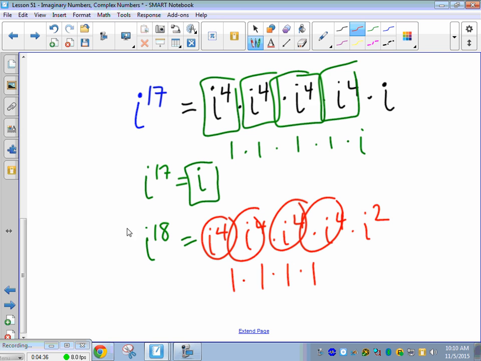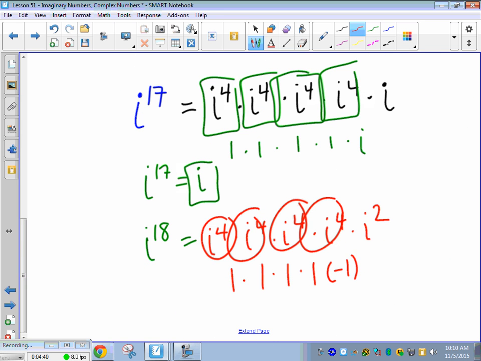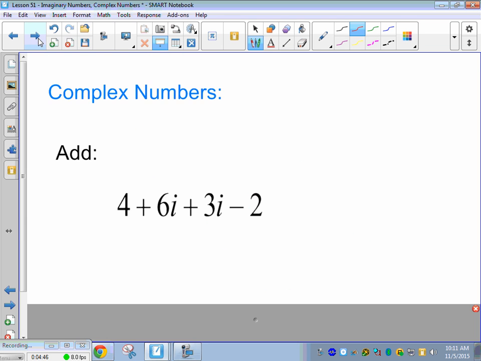And i squared is equal to, because we memorized this, negative 1. So what is my answer? 1 times 1 times 1 times 1 times negative 1 is negative 1. All right, so let's add some complex numbers.